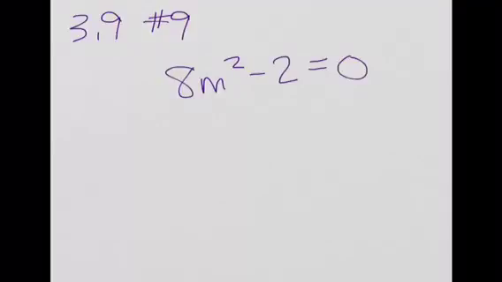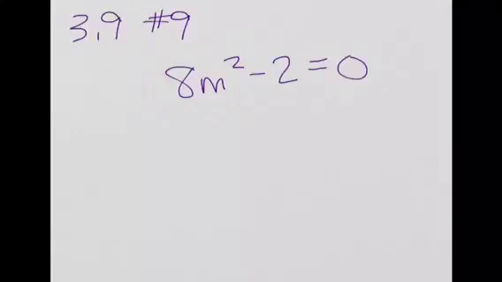Okay, so here is number 9 from your homework on 3.9. The directions say solve. Well, when I look at this problem, I notice that there is an m squared. So the highest degree is a 2, which makes it a quadratic equation. In order to solve a quadratic equation, the only way we know how to do that so far is by factoring. So I have to factor this and see what two possible answers there are.